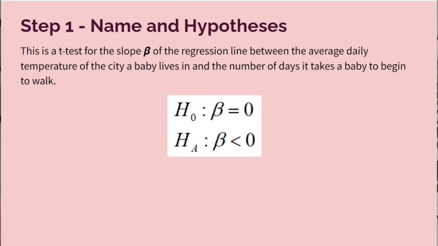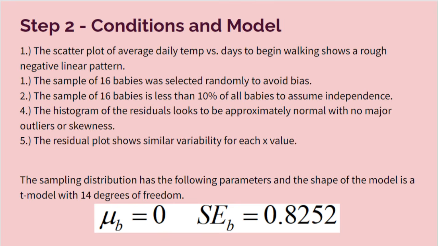As temperature goes up, the number of days the baby takes to learn to walk doesn't go up or down; the slope is 0, it doesn't matter. Versus the alternative, that we think there truly is a negative relationship, because that's what we saw in our scatter plot. All right, the next step is to check all of those, sorry for saying it, boring conditions, but again, they are necessary. And then to actually build that sampling distribution following the parameters of our problem.